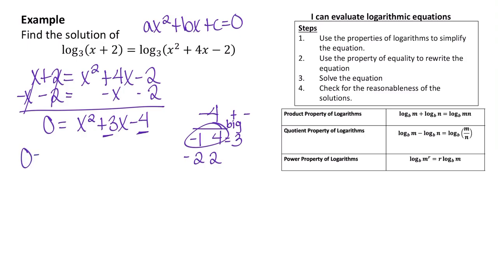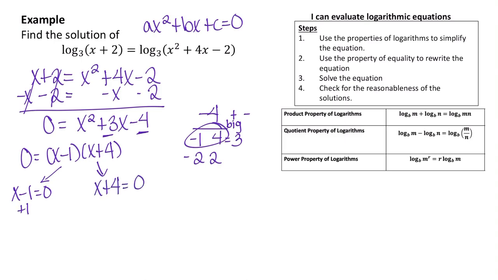So I have 0 equals x minus 1 times x plus 4. Now what I can do is set each of these equal to 0 and solve for x. So I have x minus 1 equals 0 and x plus 4 equals 0. X minus 1 equals 0, I can solve by adding 1 to both sides, so that gives me x equals 1. X plus 4 equals 0, I can solve by subtracting 4 from both sides, which gives me x equals negative 4.